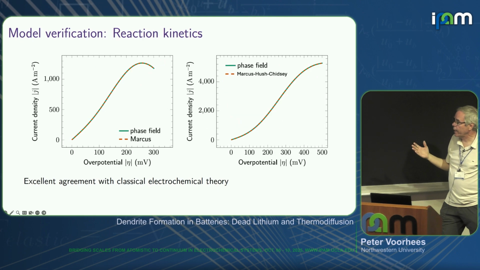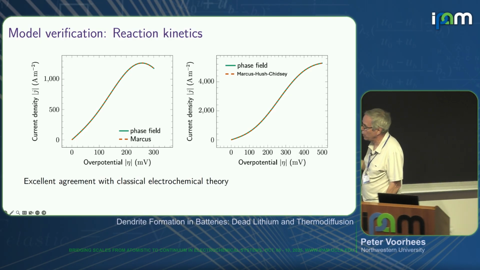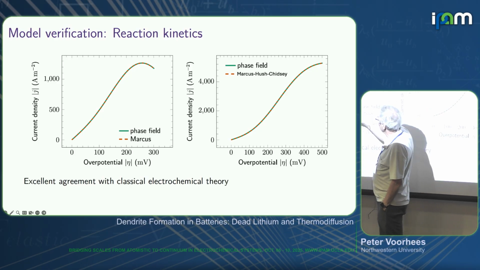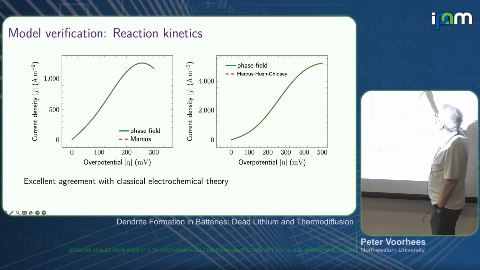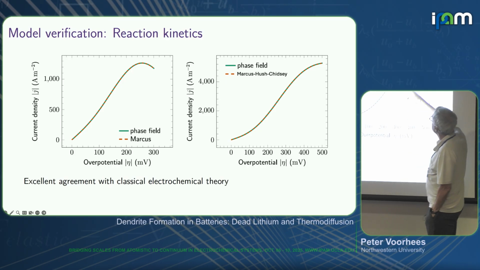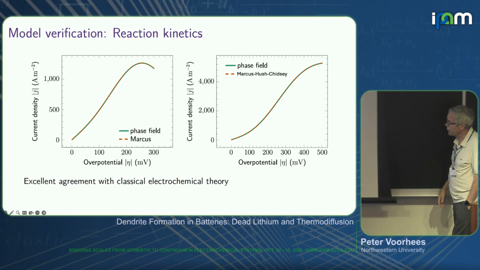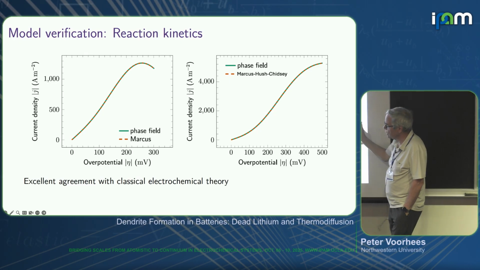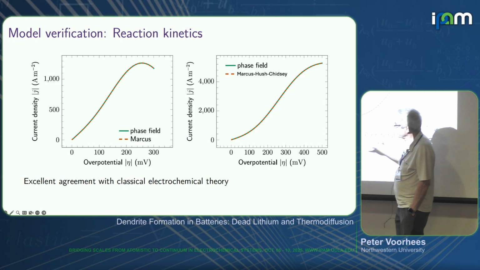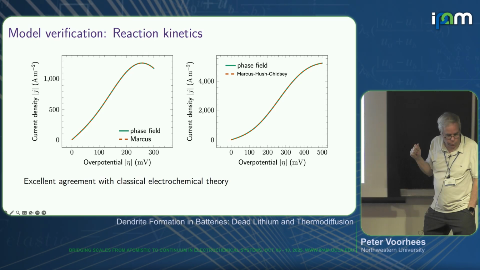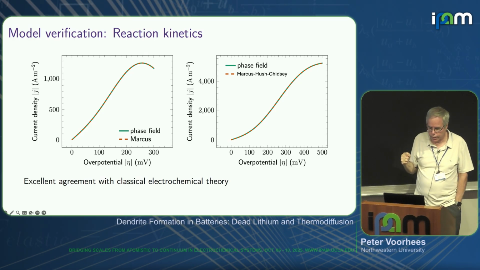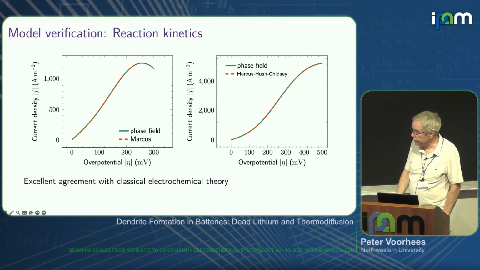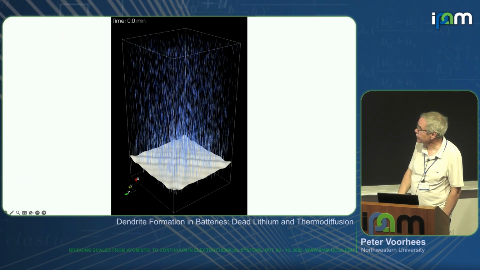And you can use various kinds of reaction kinetics models, and one of them is the Marcus model. This is the agreement between the phase field and the Marcus, and the other one, even more complicated, is the Marcus-Hush-Chidsey, and we get a very good agreement with the overpotential and current density there. So it's a relatively general model. It agrees with classical electrochemistry, so we can do the calculations in a way that we think we're going to be getting realistic answers over realistic length scales and time scales.